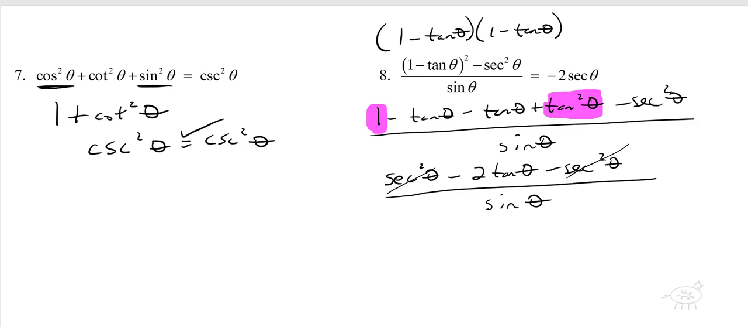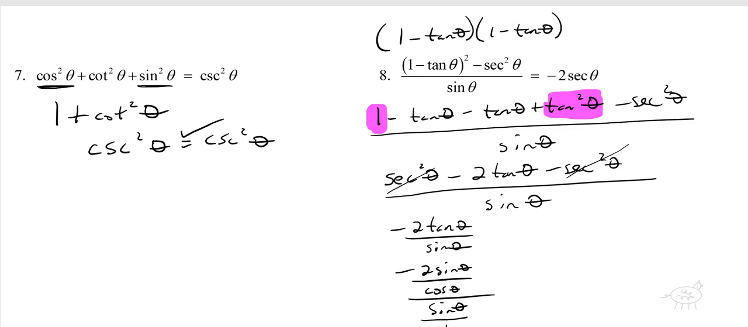Well, guys, the secants cancel out, and we wind up having negative 2 tangent of theta over sine of theta. Well, we're still not where we need to be. It's negative 2 secant of theta. Huh, I don't really know what to do. Sines and cosines. So it's going to be negative 2 sine of theta over cosine theta divided by sine of theta. So when I want to divide that, do you guys agree? Let me put a 1 underneath there.